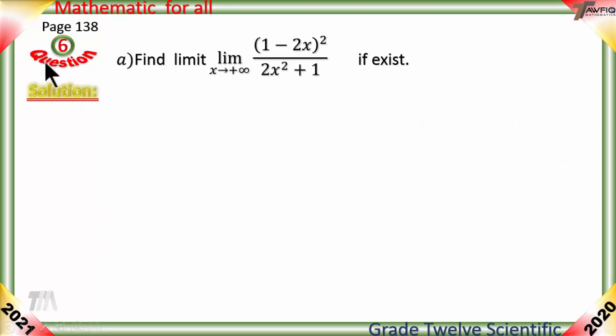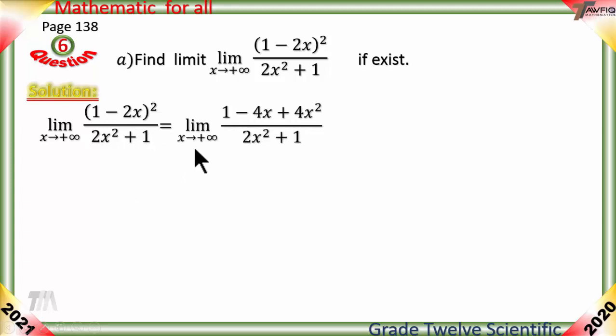And now we have question number 6, page 136, A. Find the limit as x approaches positive infinity of (1 minus 2x) all squared over 2x squared plus 1. First of all, to find this limit, we must open this bracket. It becomes the limit as x approaches positive infinity. The first one, 1 squared is 1. After that, 2 times 1 times 2x is minus 4x. Then 2x times 2x is 4x squared.